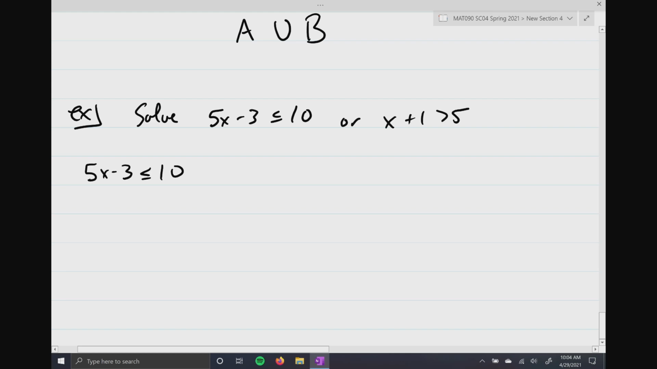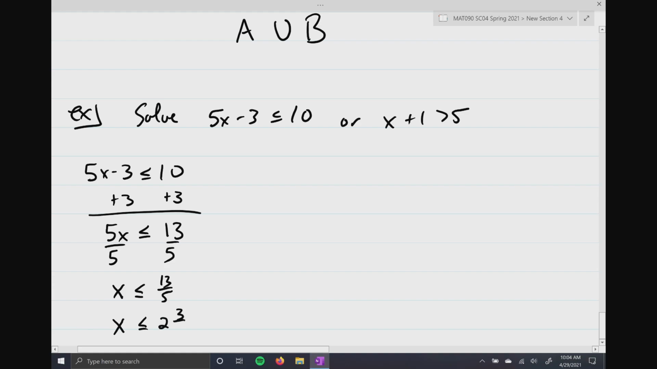So to do that, I will add 3 to both sides. That gives me 5x is less than or equal to 13. Divide both sides by 5 to give me x is less than or equal to 13 over 5. Now, if you don't know where to graph that, remember, you can always convert an improper fraction into a mixed fraction. 5 goes into 13 2 times with 3 left over. So this is x is less than or equal to 2 3/5.